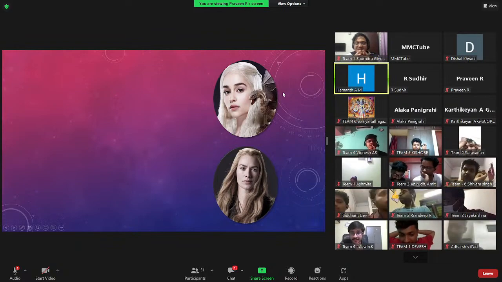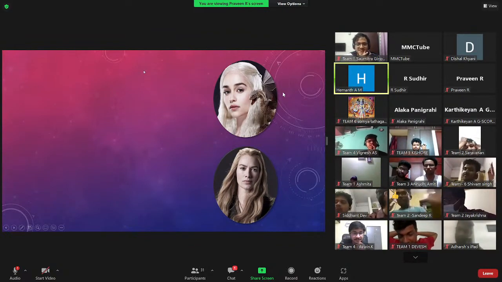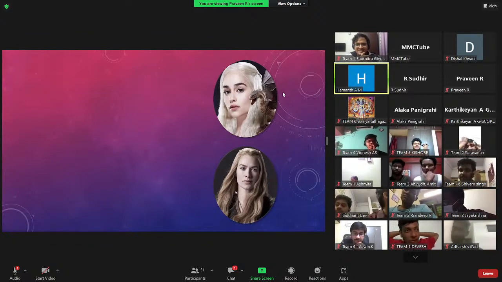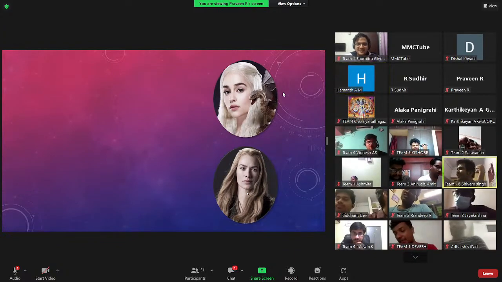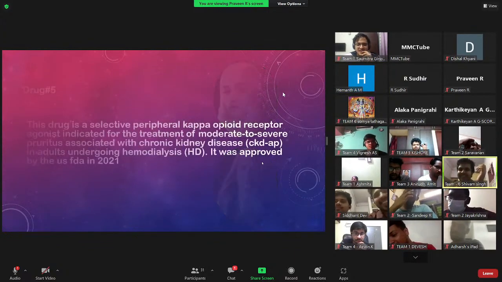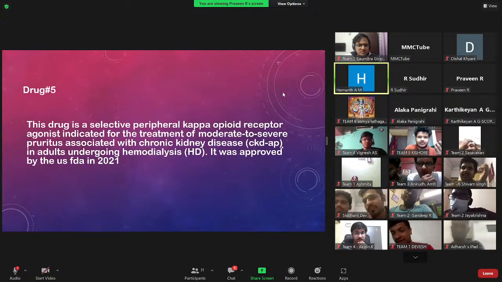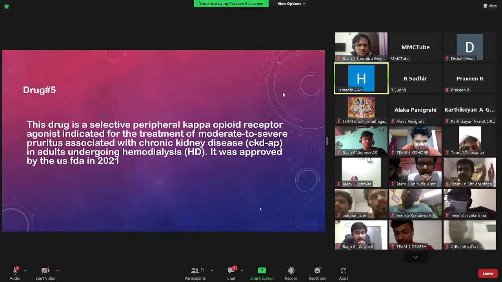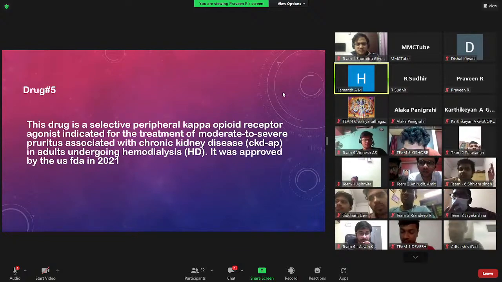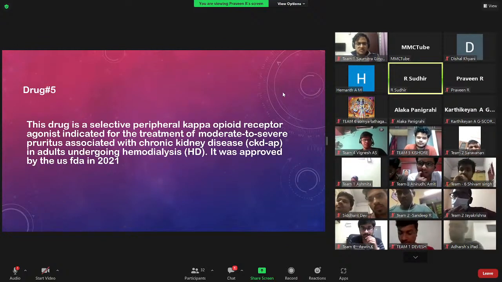So Team 6, you have the last option, Cersei. The last one, the sixth. Last question. This drug is a selective peripheral kappa opioid receptor antagonist indicated for treatment of moderate to severe pruritus associated with CKD in adults undergoing hemodialysis. It was approved by the US FDA in 2021. What is the drug? Pounce starts.